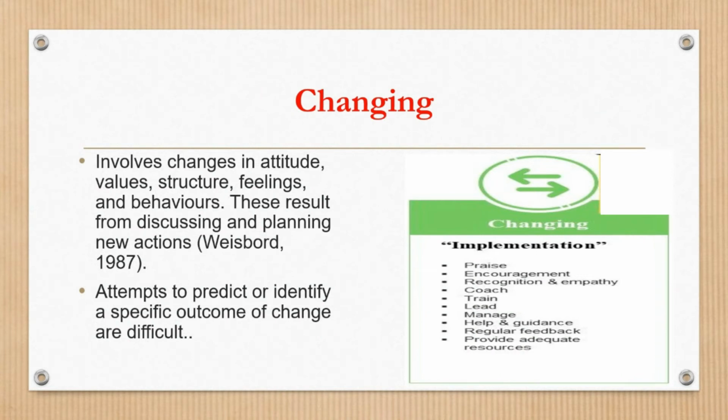The change phase, which is the second phase, involves changing the attitudes, values, structures, and feelings, as well as the behaviors of the individuals. Attempts made at this time to predict or identify the outcome of change are specifically difficult. Change agents will ensure the individuals are praised, encouraged, recognized, and shown empathy while they are being coached, trained, managed, led, and guided. Efforts will also be made to provide adequate feedback and the relevant resources for this phase.